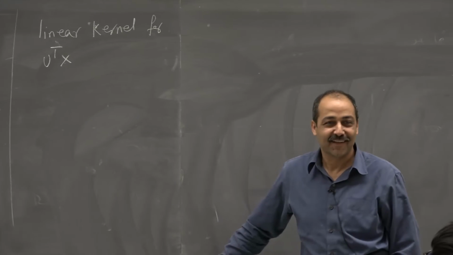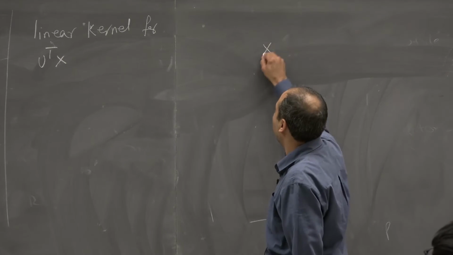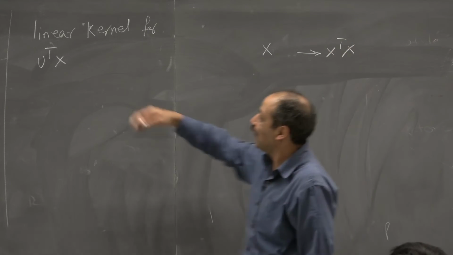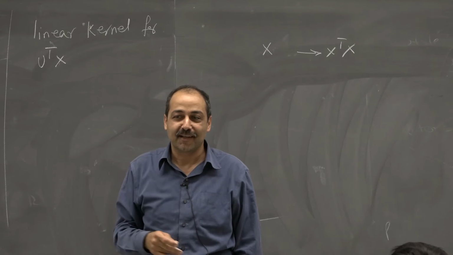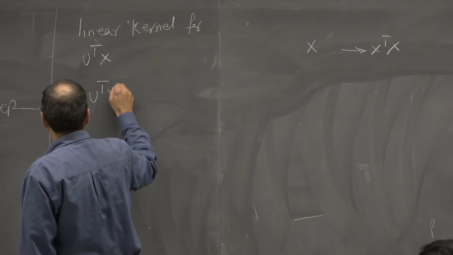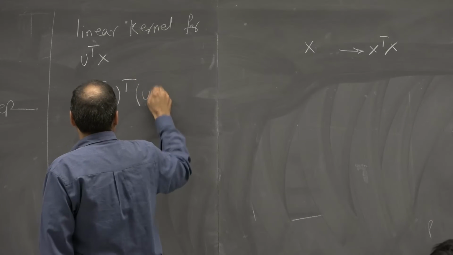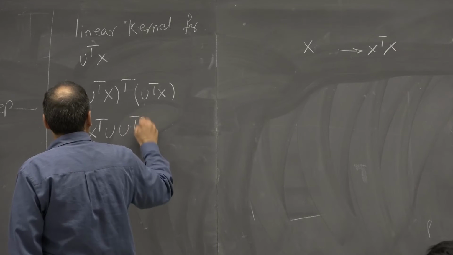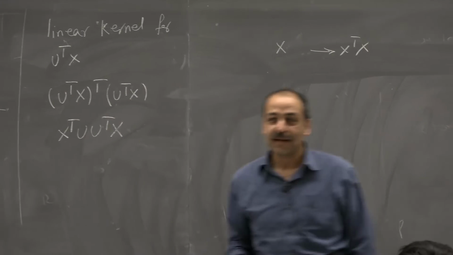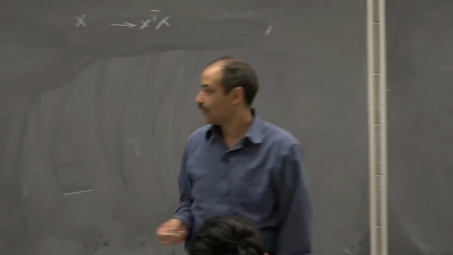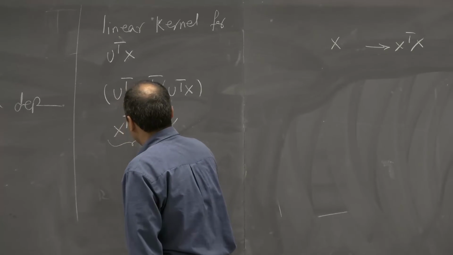So what is it? It's simple. I have X. X transpose X is a linear kernel over X. I have U transpose X. What's the linear kernel? It's U transpose X transpose times U transpose X, which is X transpose U, U transpose X. So that's a linear kernel over U transpose X, right? So this is K.